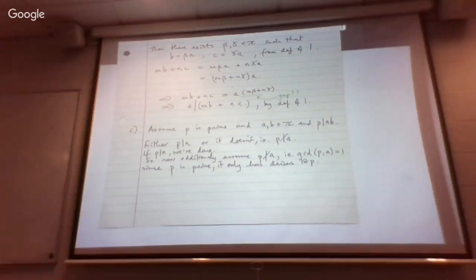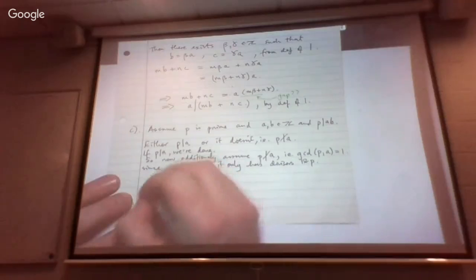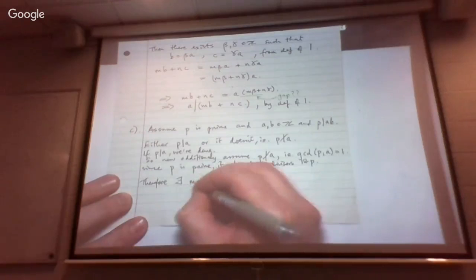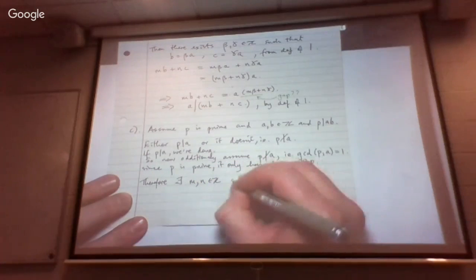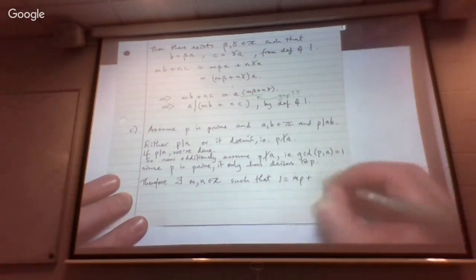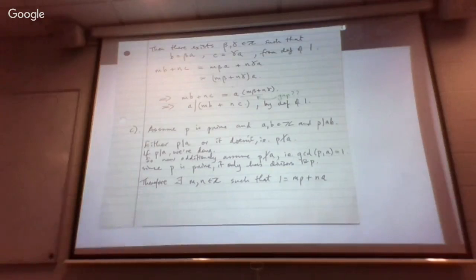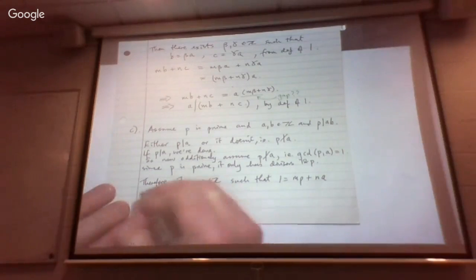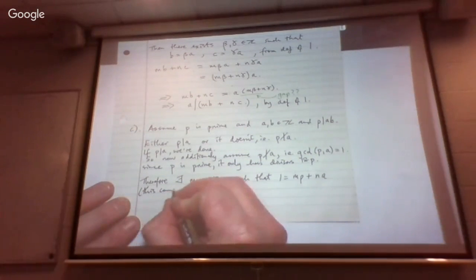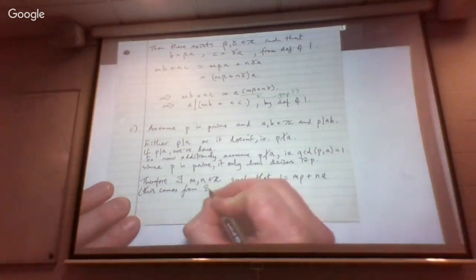And now here's where we're going to refer to another result, which we don't necessarily have to prove from the ground up. Therefore, there exists a pair of integers, m and n, such that 1 is equal to mP plus nA. Okay, I've stated it clearly. And maybe put a little remark of attribution. You could say this comes from Euclid's algorithm.